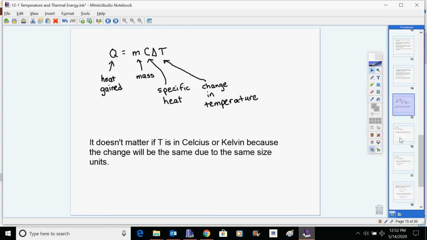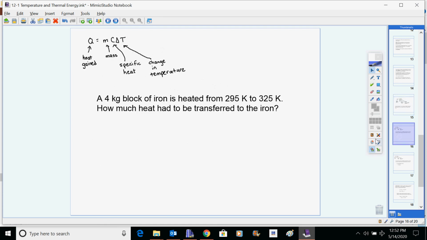We're going to run through just one example, and then you're going to work on practice problems 5 and 6. First of all, we've got a 4-kilogram block of iron heated from 295 to 325, and we want to find out how much heat had to be transferred into the block of iron to have that happen.